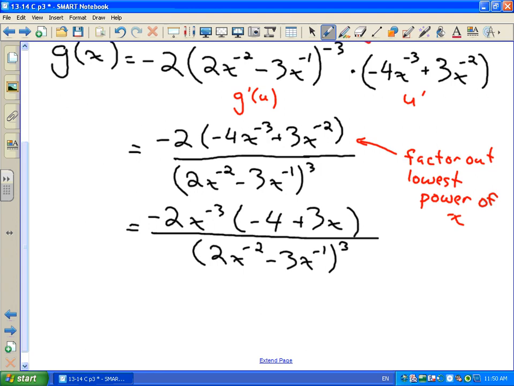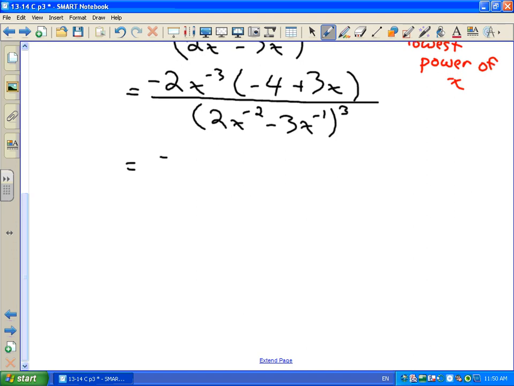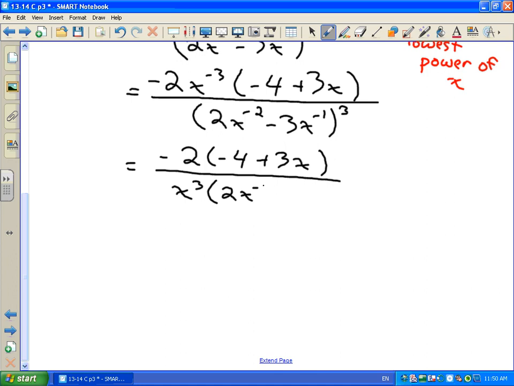The last thing I could probably do, if I really wanted to, is take this x to the negative 3 and bring it down into the denominator as well, and get x cubed times 2x to the negative 2 minus 3x to the negative 1, all cubed. I could, if I wanted to, multiply the x cubed into each of these terms, because this is cubed and this is cubed. But I'd probably just leave it like that.